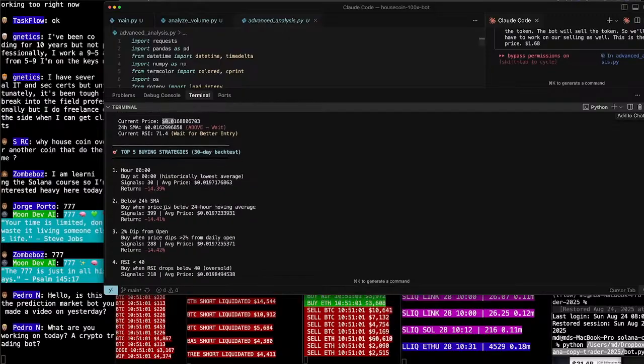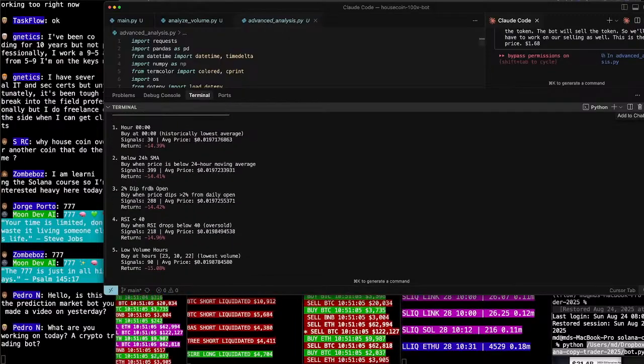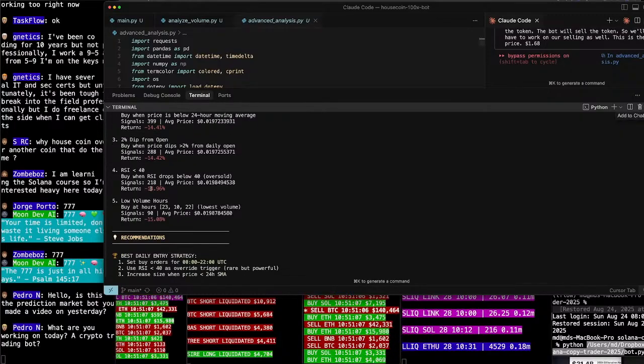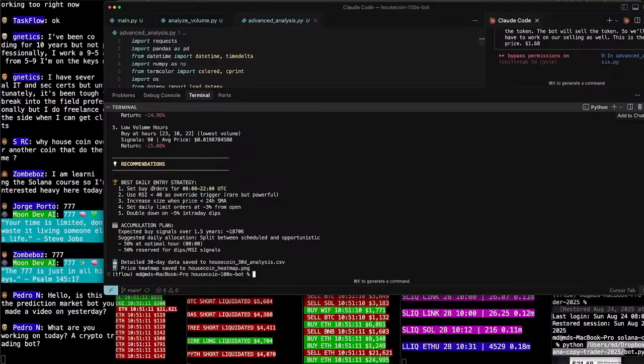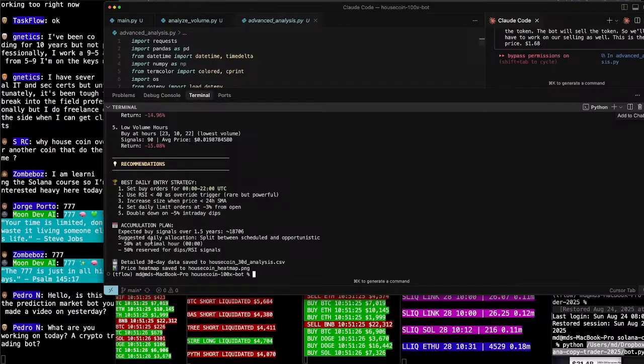Top 5 buying strategies here. Hour 00, so that's actually a good idea. Looking at the times. Best daily entry strategy: set buy orders for 0 to 22 UTC, RSI. Okay. Accumulation plan: expected buy signals over 1.5 years. Suggested daily allocation split between scheduled and opportunistic. Okay.